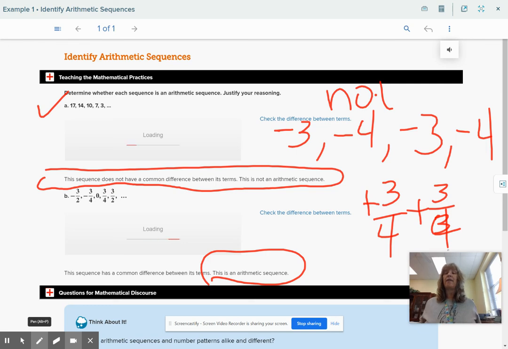So that's how you identify if something is an arithmetic sequence or not. First of all, you look at the sequence of numbers. You look at each term of the sequence. So in the first one, I looked at 17, which is a term, and 14, which is a term. In the second one, I looked at negative 3/2 and negative 3/4. Then I determined if there was an arithmetic sequence pattern. The first one was not because there was not a consistent common difference. The second one was a yes because it did have a common difference. Hopefully this helps you out.